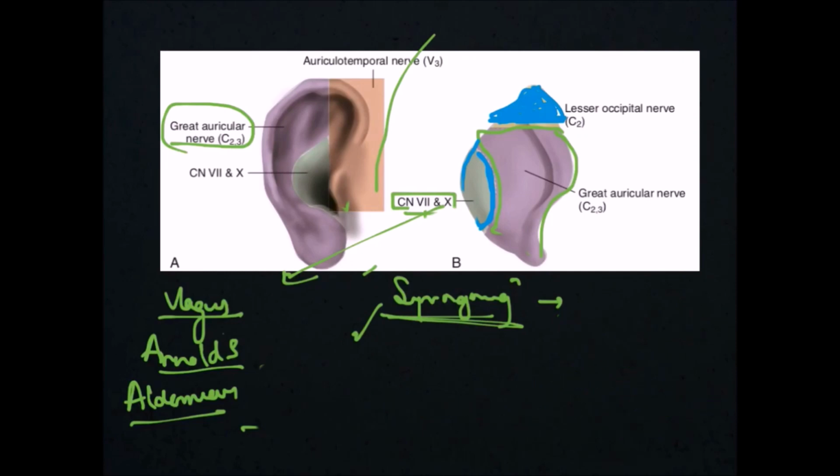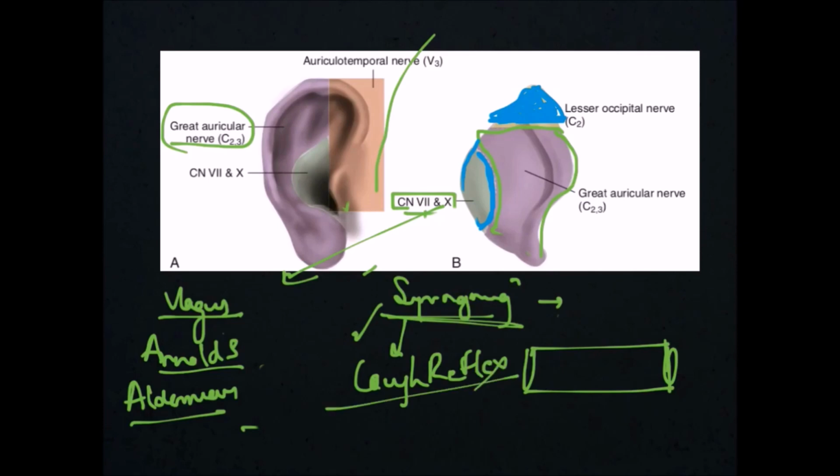When we do syringing, the external auditory canal, which is also supplied by Arnold's nerve, a branch of the vagus nerve, undergoes stimulation. When this vagus nerve undergoes stimulation, it will lead to a cough reflex. So you must remember this point. The cough reflex which happens in syringing is due to the Arnold branch of the vagus nerve and not due to the auriculotemporal or facial nerve.